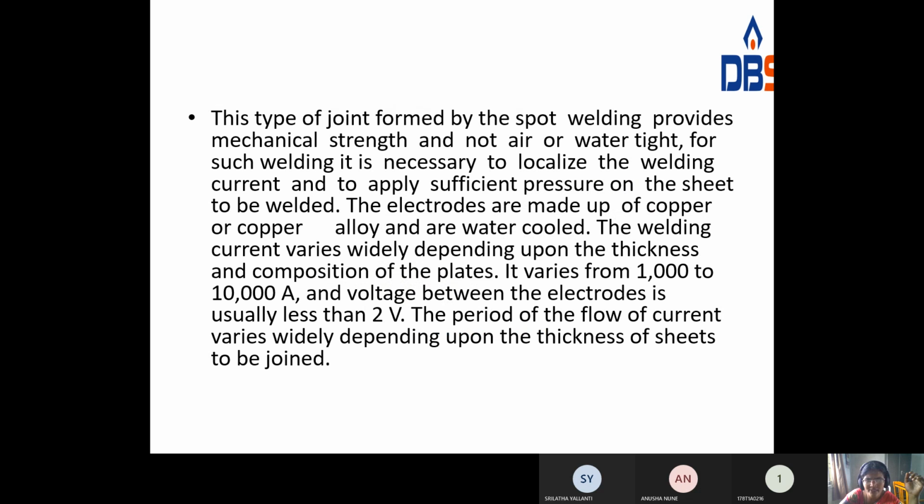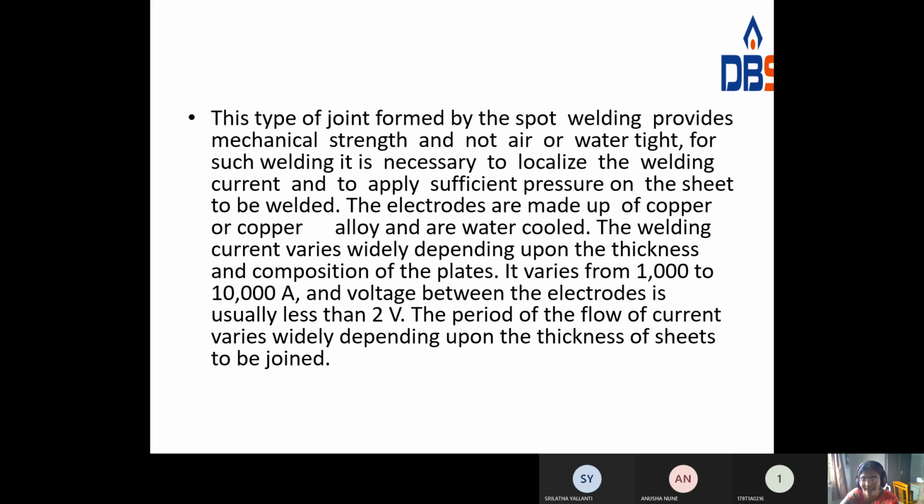This type of joint formed by spot welding provides mechanical strength, but is not air or water tight. For such welding, it is necessary to localize the current and to apply sufficient pressure on the sheets to be welded. The electrodes used are made of copper or copper alloy and are water cooled. The welding current varies widely depending upon the thickness and composition of the plates.